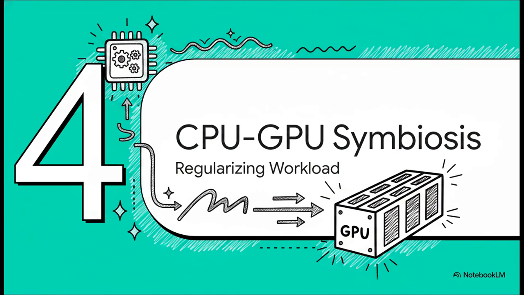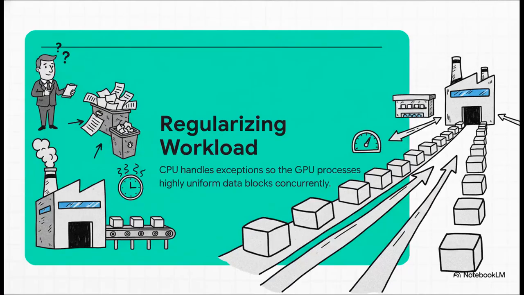All right. Section 4, the CPU-GPU symbiosis. I like to think of this as a classic manager and worker relationship. GPUs are like massive factory floors, right? They perform best when the work is perfectly uniform and neatly divided. But as we know, real-world data is messy. So we use a strategy called regularizing the workload.